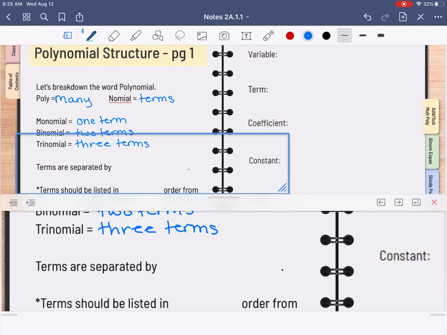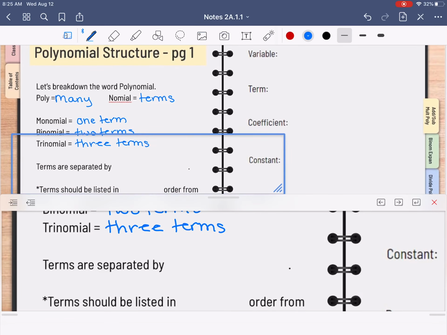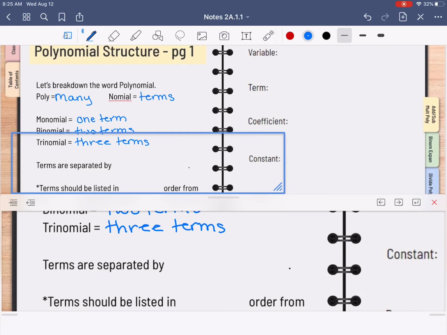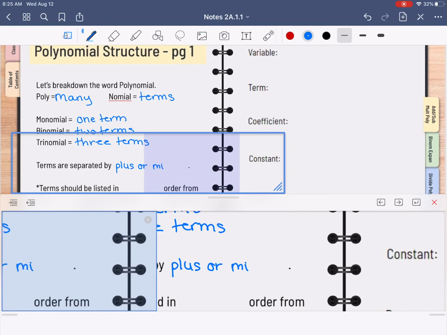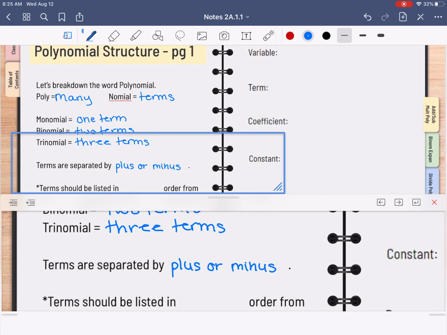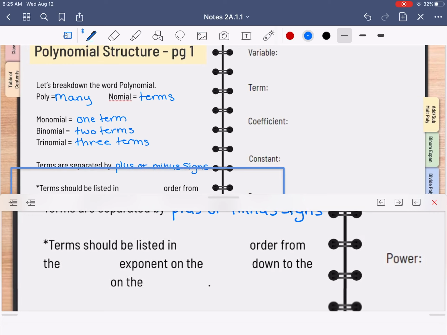Okay. All right. The next thing it says is terms are separated by, and then you have a blank line. In that blank line, you're going to say plus or minus signs. A term we're going to define later on, but every time you hit a plus or minus sign, you start a new term in a polynomial.